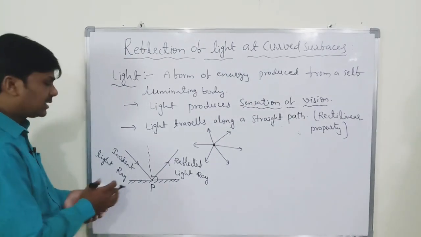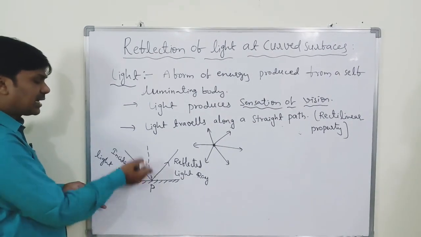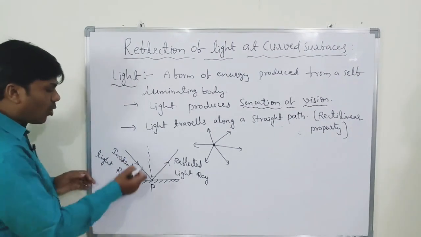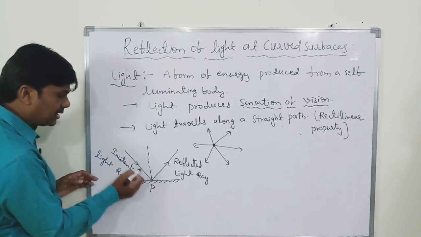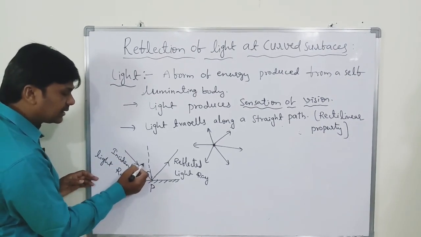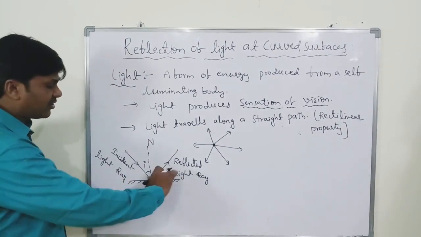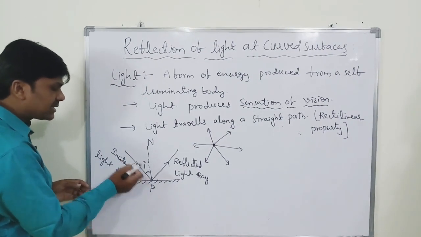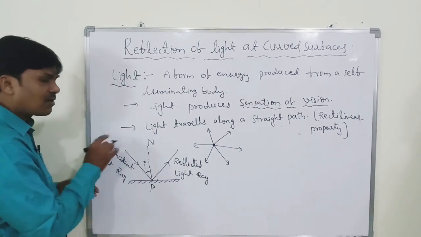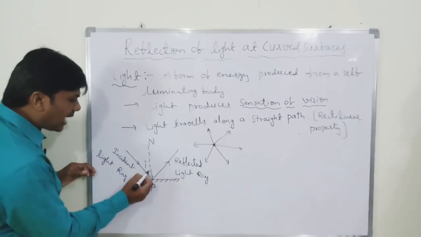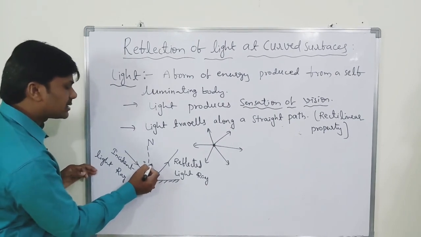Why we should do it like that, I will tell you later. First, you see we have drawn a normal to the surface. Now with reference to this normal, what angle does this light ray subtend? PN is the normal to the surface. With this normal, the incident light ray makes an angle I. It means the angle between the incident light ray and the normal is called the angle of incidence. Next, the angle between the reflected light ray and the same normal is called R.